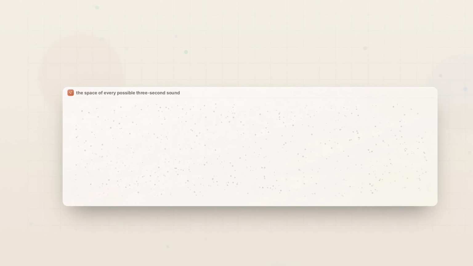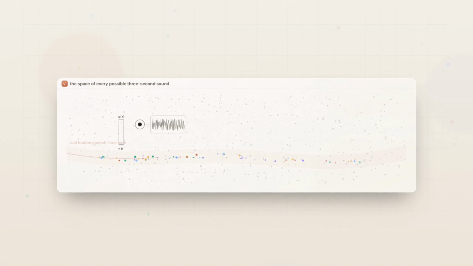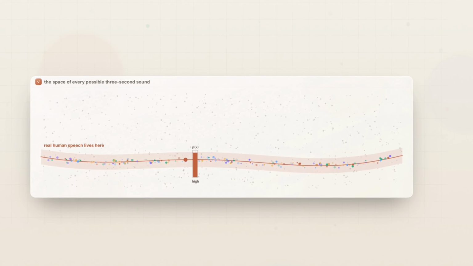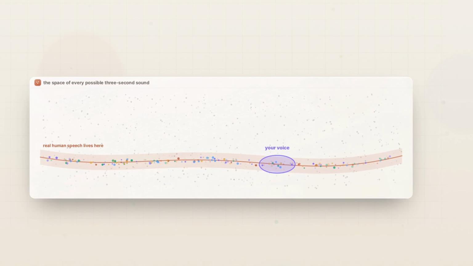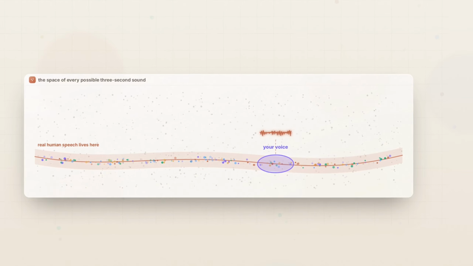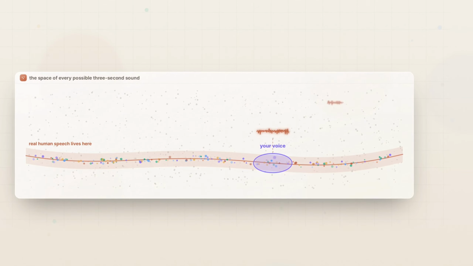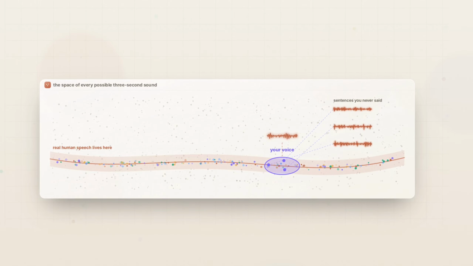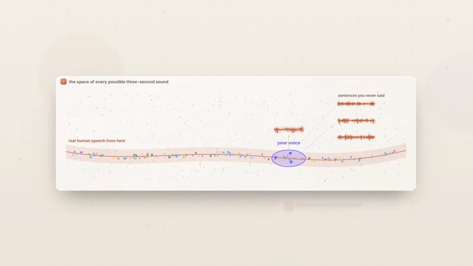Now picture every point that space could hold. Almost all of them are nothing. Reach into the emptiness, pull out one: hiss, noise nobody has ever said. Real speech doesn't spread out. It piles onto a thin manifold, and you're not the whole sheet, you're one patch of it. 3 seconds is enough to find where that patch sits. And once it's found, anything drawn from inside it sounds like you, including sentences you never said.